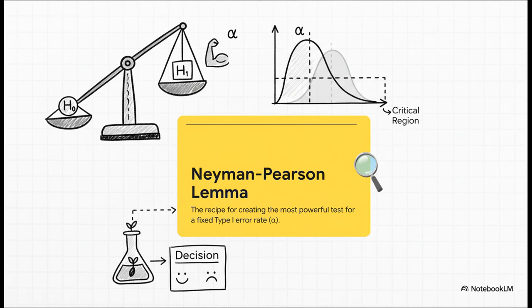So, deep down at the very core of all this theory is something called the Neyman-Pearson lemma. The best way to think about it is like a recipe book. It gives you the mathematical instructions for building the absolute best, the most powerful test you can for a given situation. For the alpha you chose, this lemma shows you exactly how to build a test that gives you the best possible chance of finding a real effect.